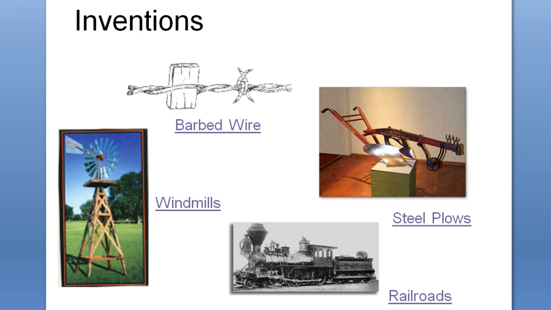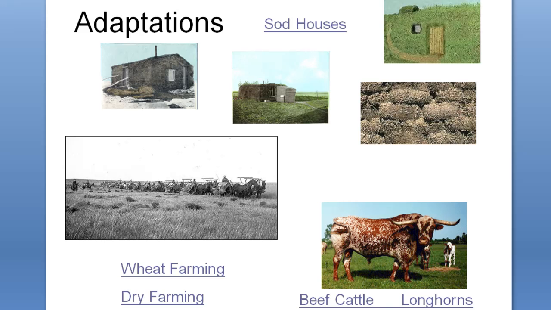Some of the inventions that are going to come out during this time that are going to change the way we live include barbed wire. Barbed wire is going to be used for fencing, to hold cattle together. Windmills. You're also going to have steel plows and railroads. And you're also going to have some adaptations. We're going to talk about sod houses, and I'm going to do a little bit of an activity about that. We're also going to have wheat farming and dry farming.